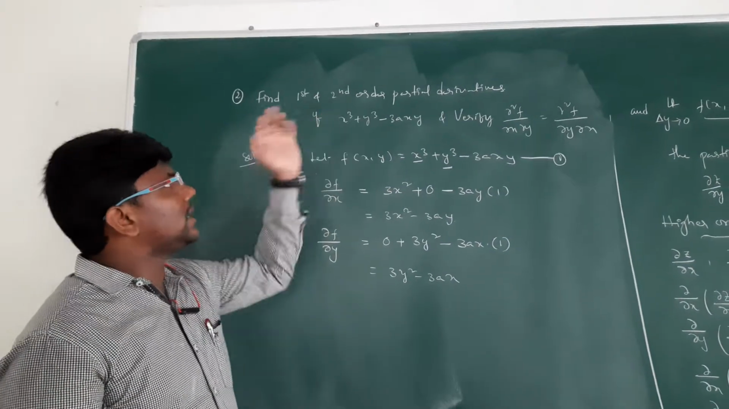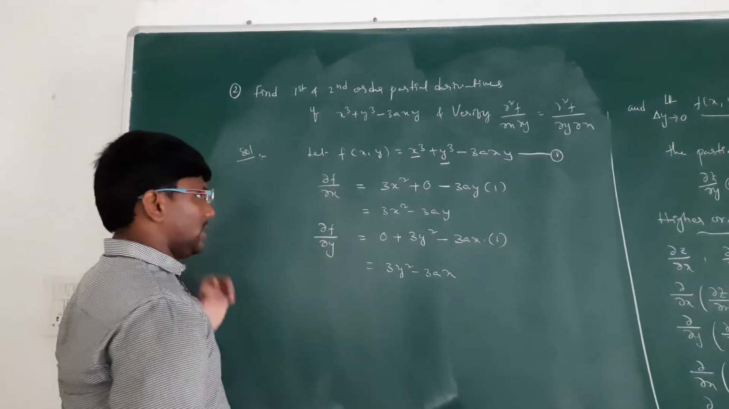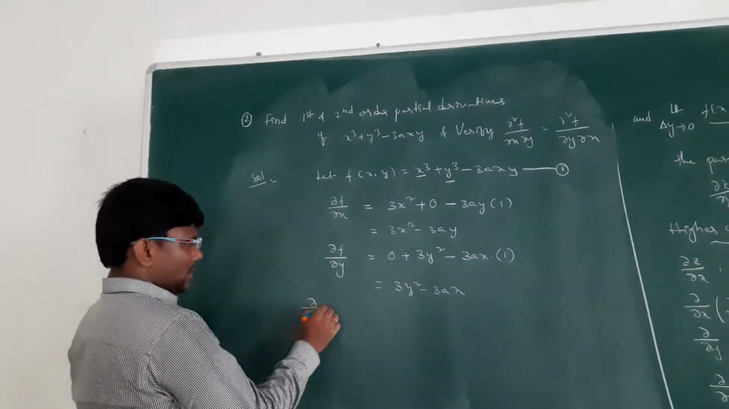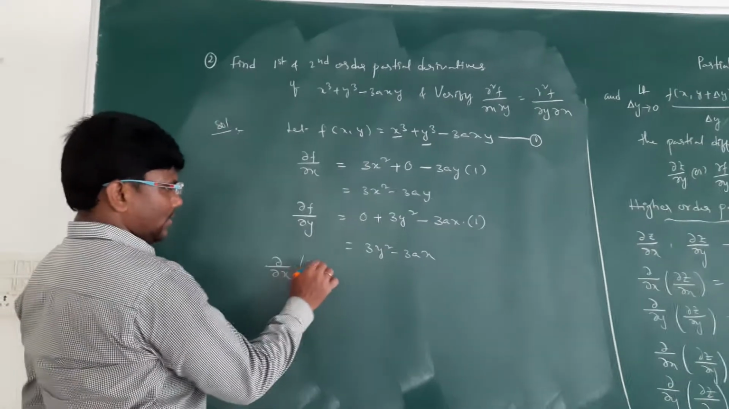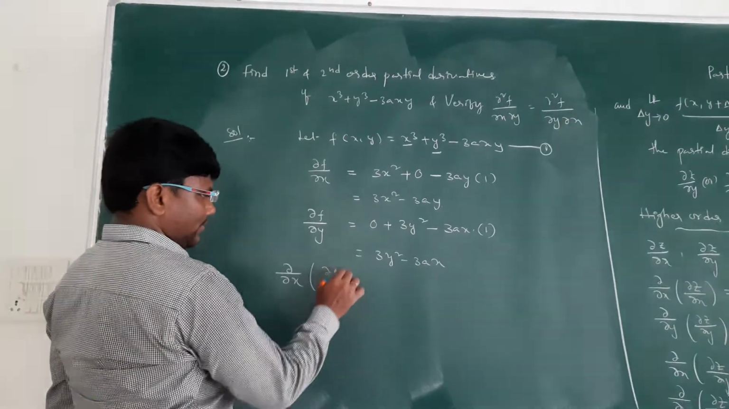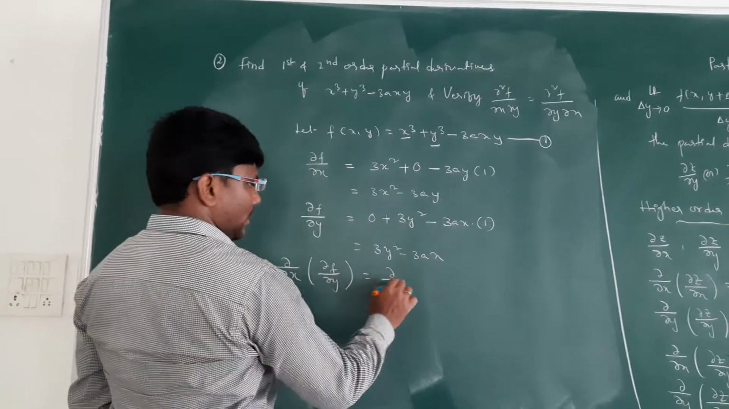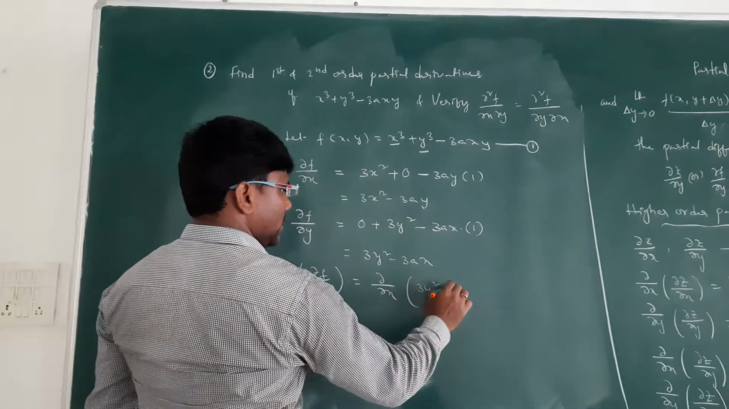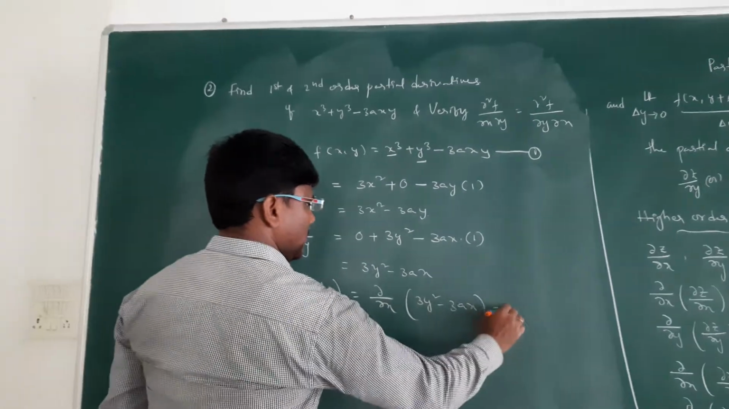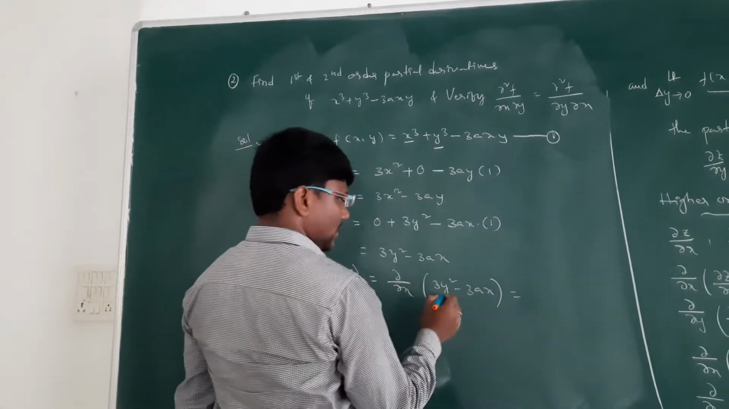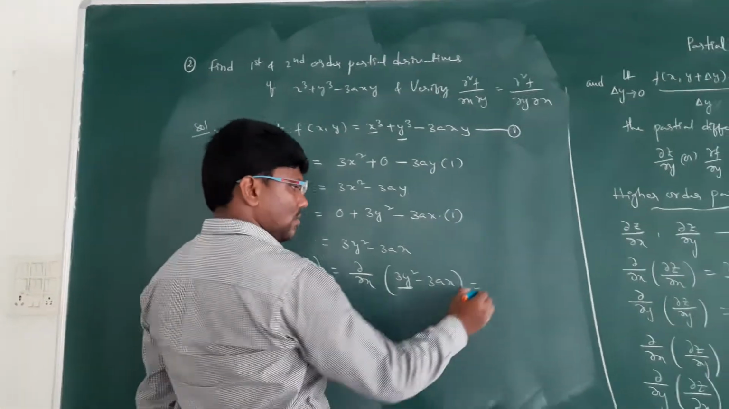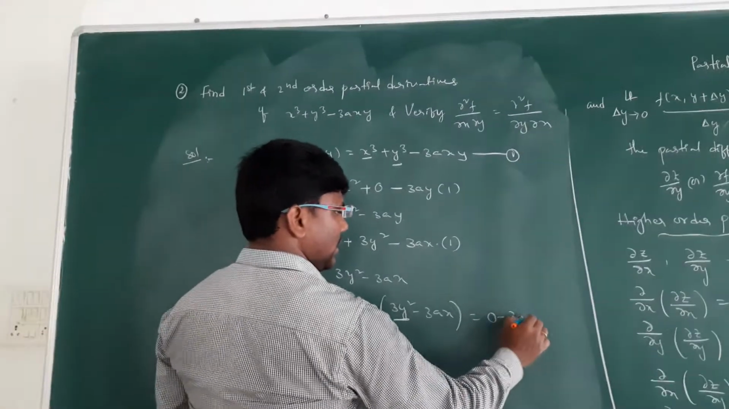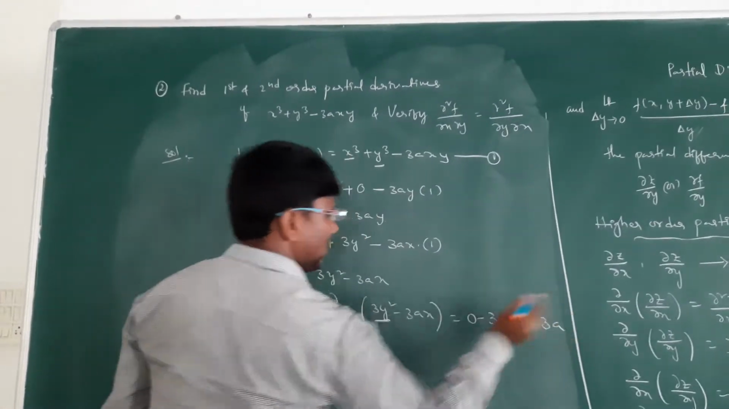Next, also find the second order partial derivatives and verify that condition. The second order partial derivative dou by dou x of dou f by dou y is equal to dou by dou x of, what is the dou f by dou y value? 3y square minus 3ax. With respect to x, this is constant 0, minus 3a into x, that is 3a, that is equal to minus 3a.